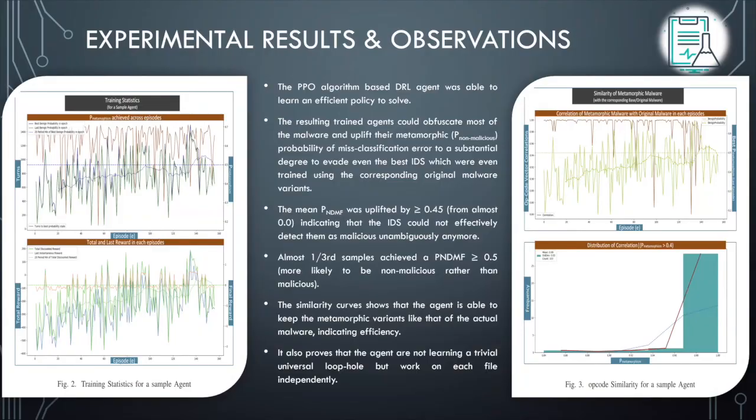Next, we present the experimental results and observations that we see. On the left-hand side, you see training graphs of a particular agent in terms of the instantaneous rewards and the total rewards that it has achieved across different epochs of learning. And we see that at the later end, it has started learning a lot of different new ideas to convert a particular malware into undetectable malware.